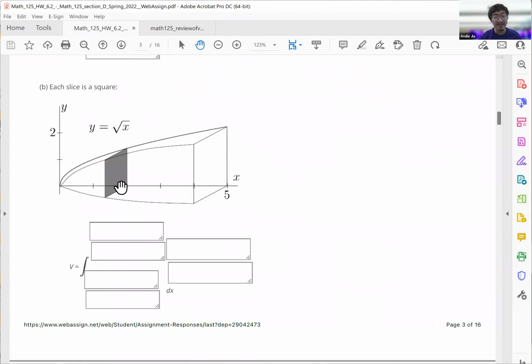This is the same thing. Here 5 is the interval, not the width. The width is the square root of x, and the height is also the square root of x, because this solid is a square. So square root of x times square root of x is x.